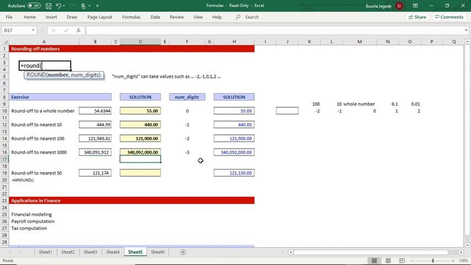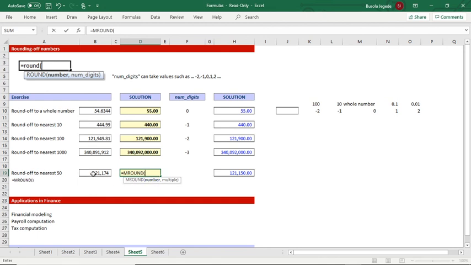Now, what if you want to round off to the nearest 50? 50 is not a multiple of 10. So when you want to round off to a value that is not a multiple of 10, you need to use the MROUND formula. The M in the MROUND formula stands for multiple, so like multiple round formula. So we enter M, autocomplete with tab.